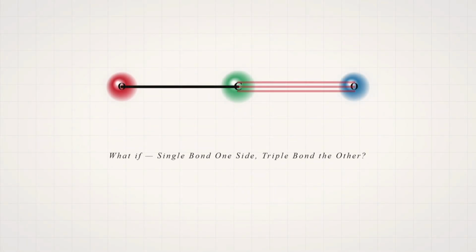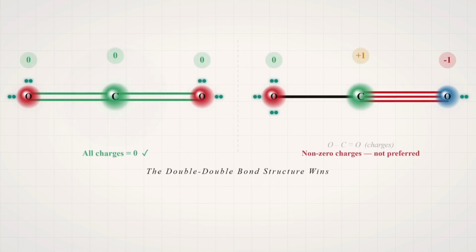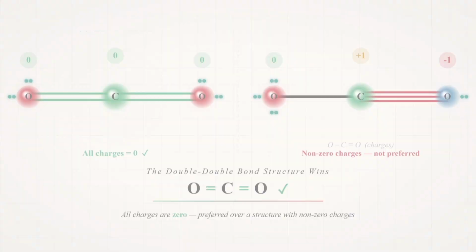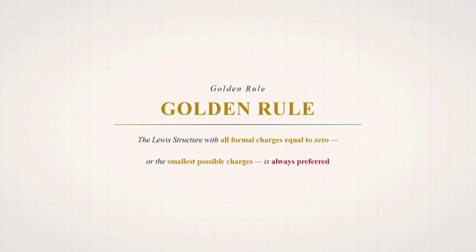Now imagine we had drawn CO2 with a single bond on one side and a triple bond on the other. Let's check. The triply bonded oxygen would get a formal charge of -1, and carbon would get +1. That structure is still valid, but it's less ideal because charges are not 0. The double-double bond structure wins. The golden rule applicable here is that the Lewis structure with all formal charges equal to 0, or the smallest possible charges, is always preferred. But chemistry has one more trick up its sleeve.